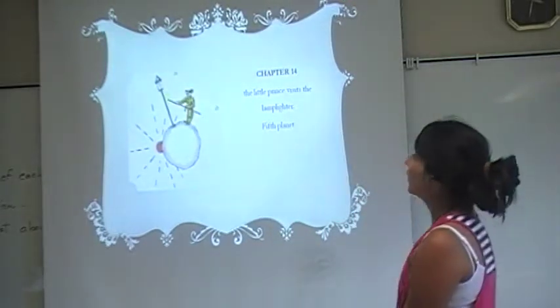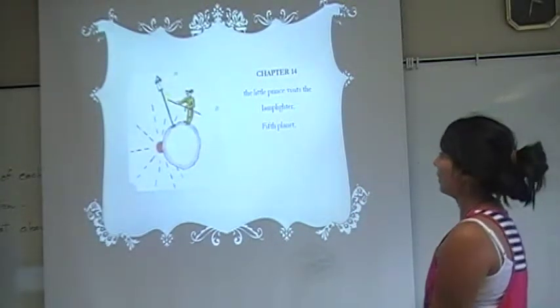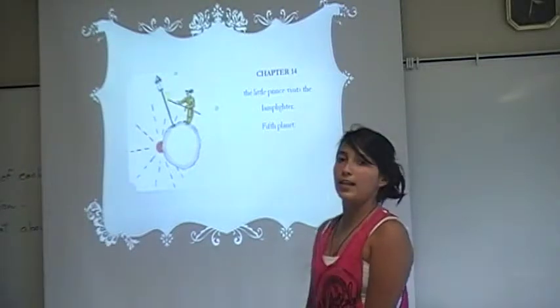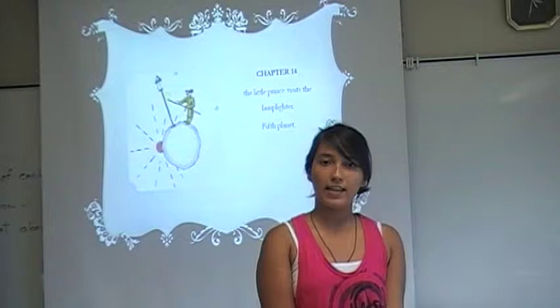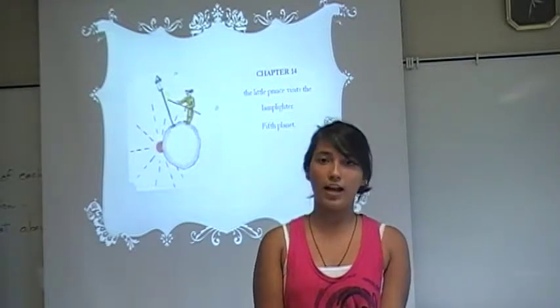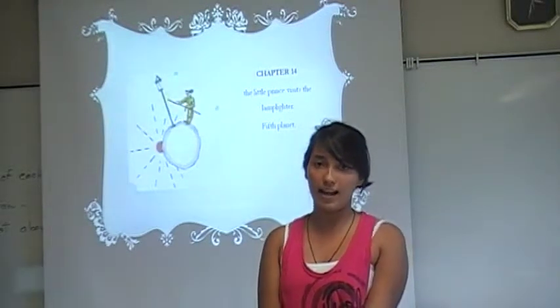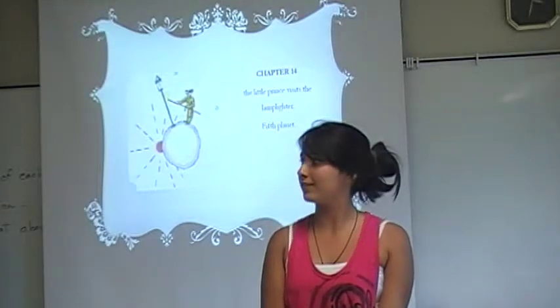Chapter 14. The Little Prince visits the lamplighter. On the fifth planet, the Little Prince meets a lamplighter. The lamplighter turns off and turns on the light, the only lamp on the planet.